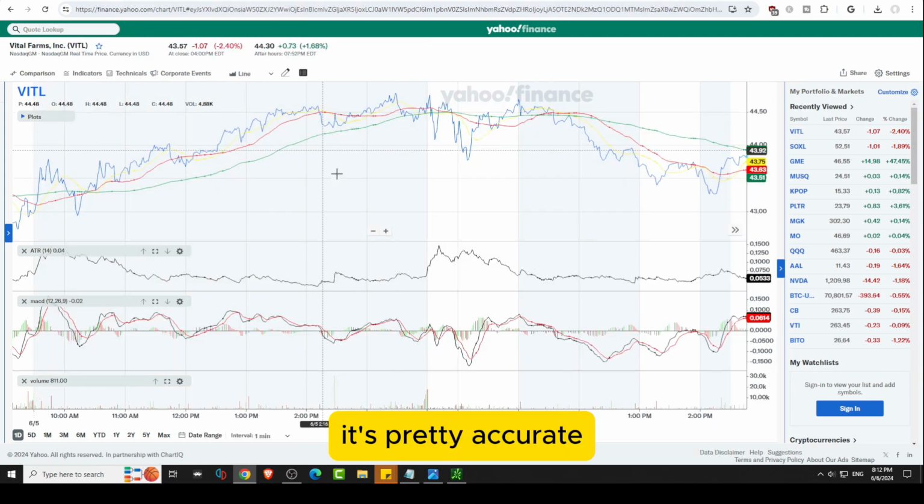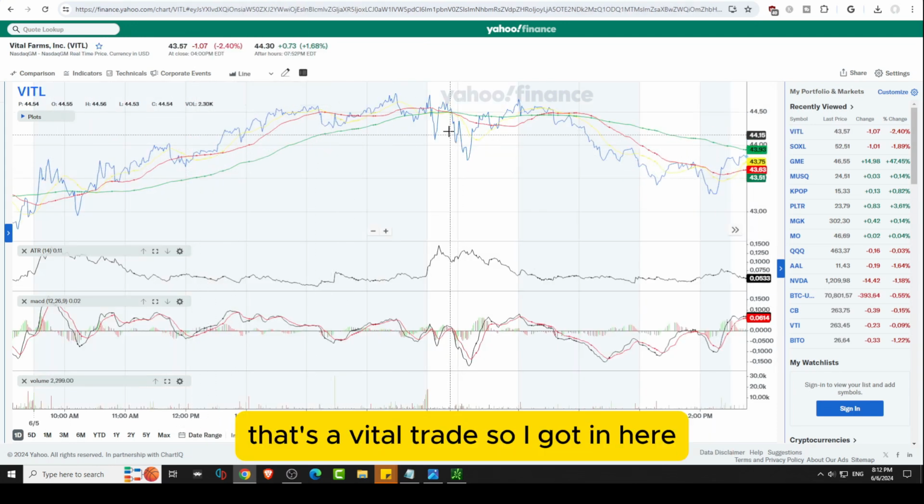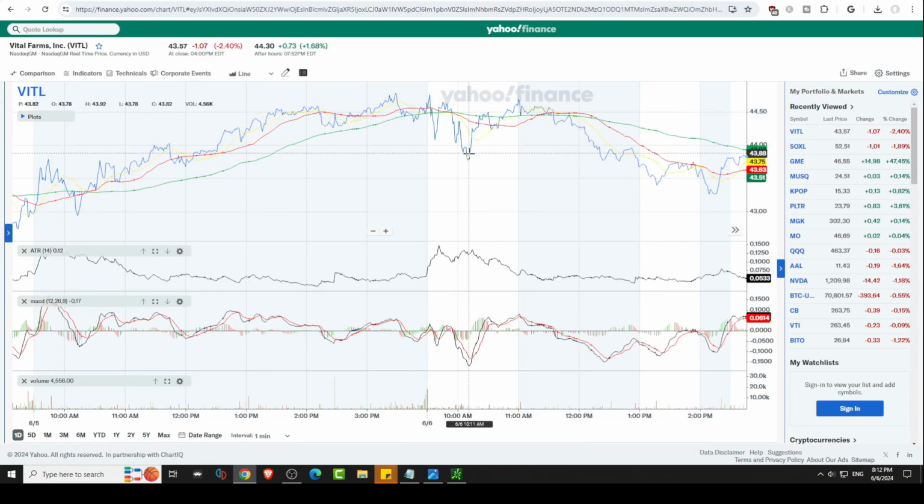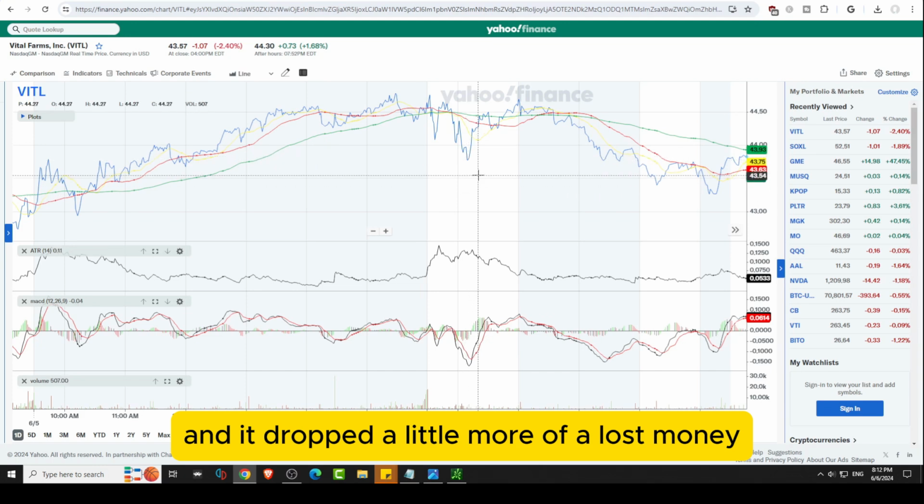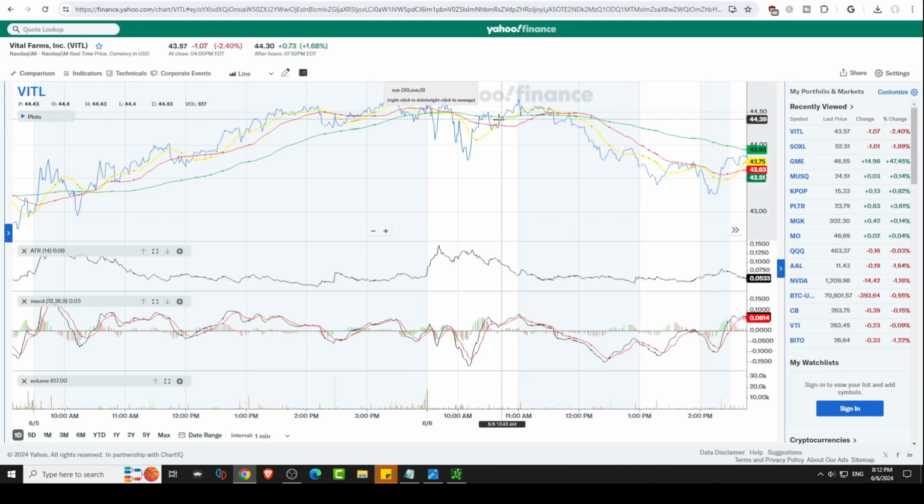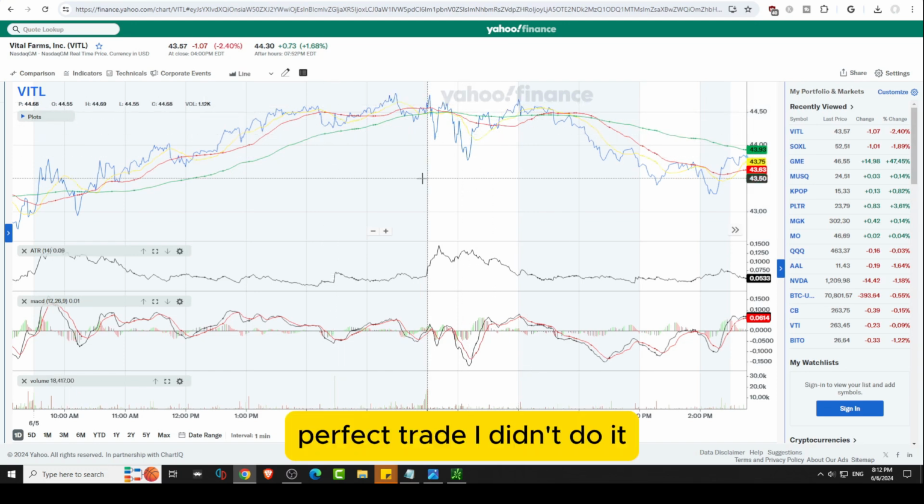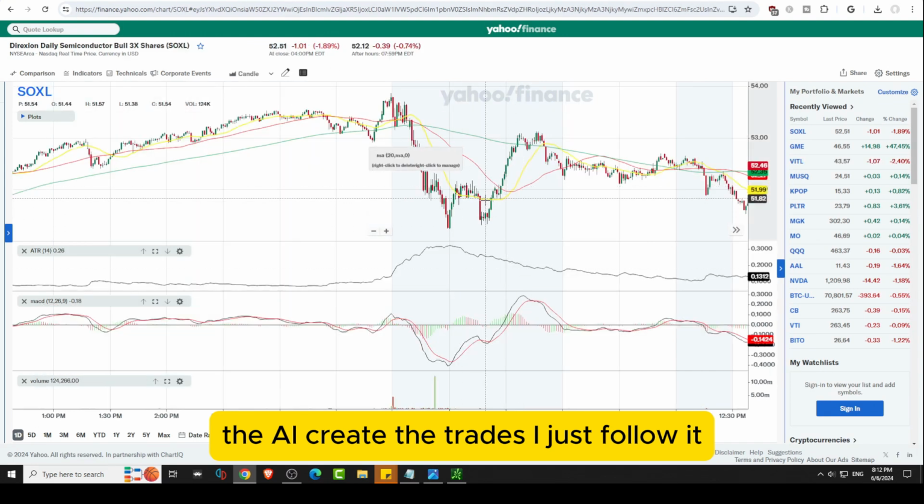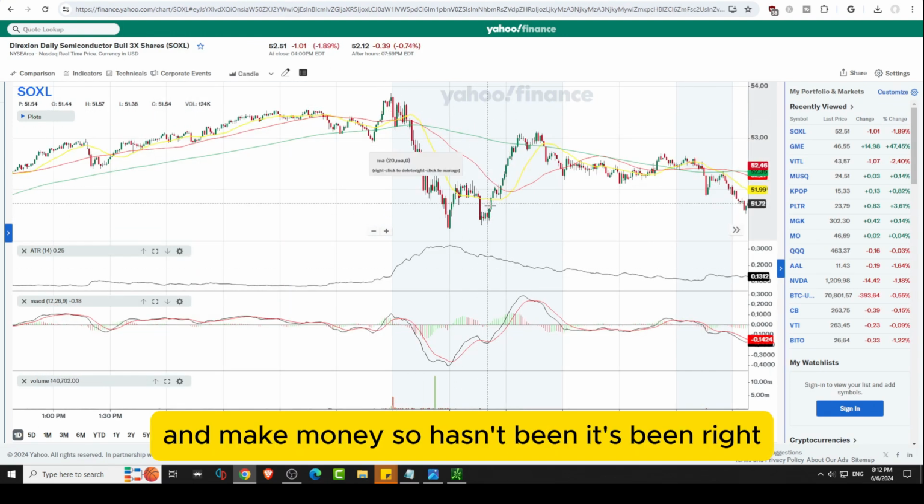It's pretty accurate, and that's a vital trade. So I got in here, got out there, perfect trade, 30 minutes, pretty amazing. If it dropped a little more, I would have lost money. Not a big deal. So perfect trade. I didn't do it. The AI created the trades. I just follow it and make money.